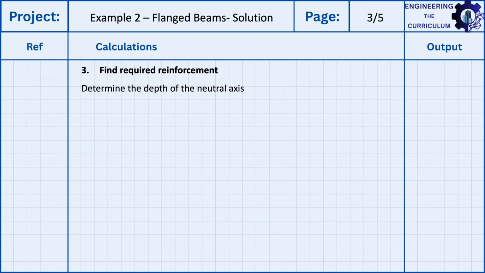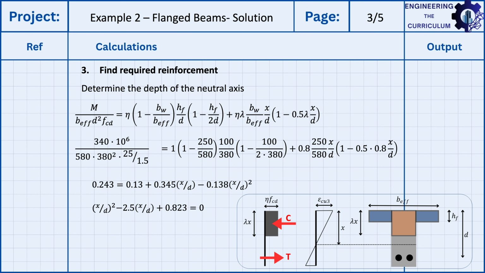To do that, the first thing we need to do is determine the depth of the neutral axis. And to do that, we need to look at this equation. What we can see here is that once again, on the left-hand side, we have our moment divided by the effective B times d squared times FCD. And once again, on the right-hand side, we have two parts. That gives us all the information we need to determine x over d, but it is a little bit tricky. So let's go through this step by step.